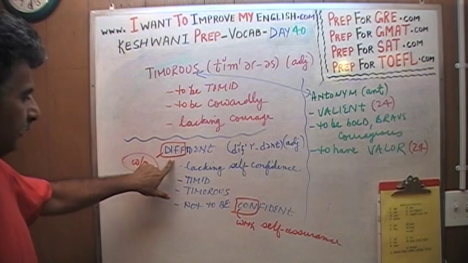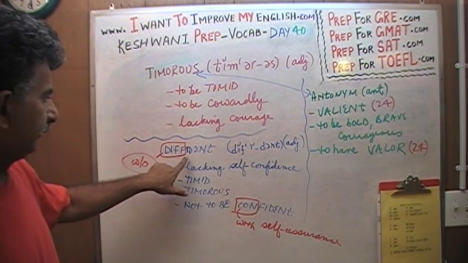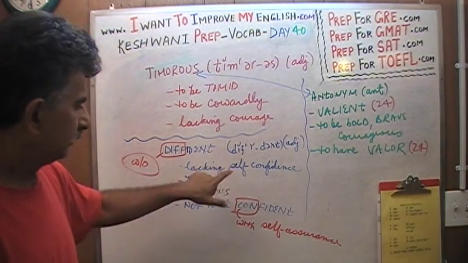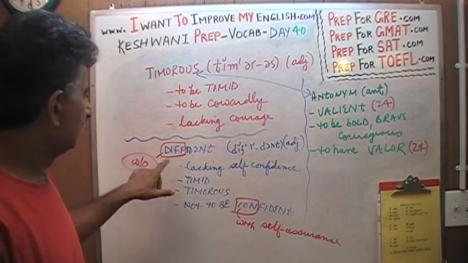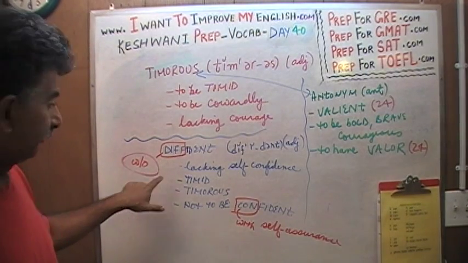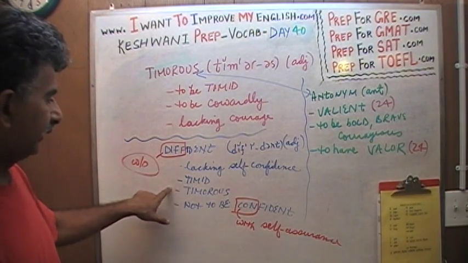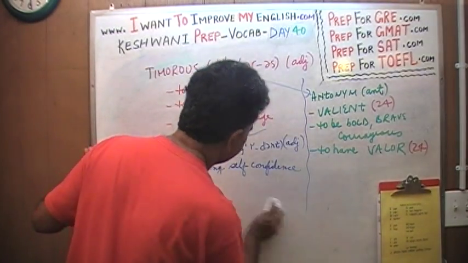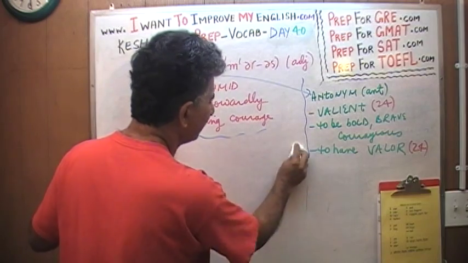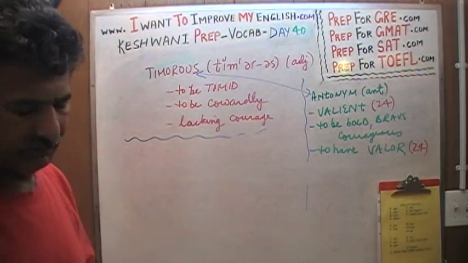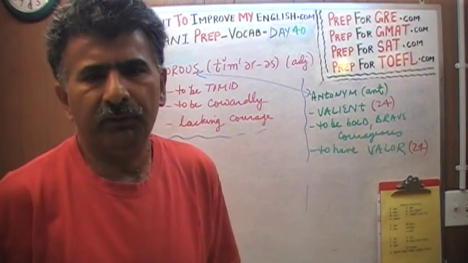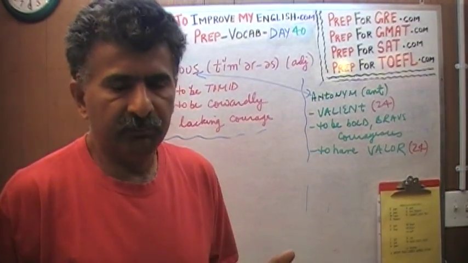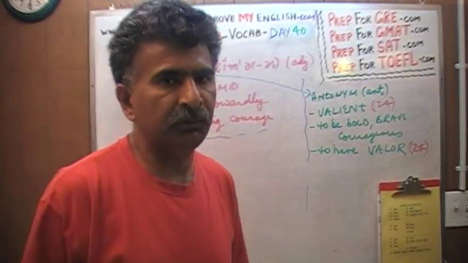One more time. Diffident. D-I-F-F, diff, without. Con, with. Confident, with self-assurance. Diffident, without self-assurance. Timid. Cowardly, lacking courage. Although diffident does not quite mean cowardly, it just means you're shy, you do not have self-assurance, you are not confident. That's all it means. It just means you're not confident. It doesn't necessarily mean that you're cowardly.